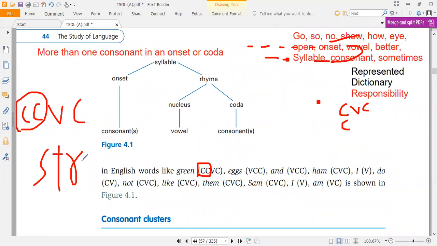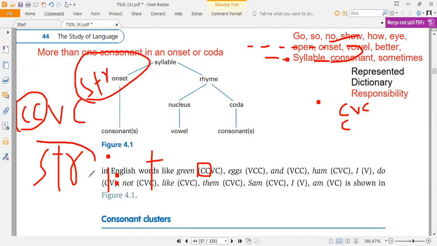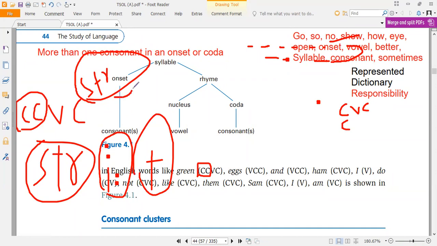Street, s, t, r, e, t. The spelling is S-T-R-E-E-T. If you look at this word, this is a one-syllable word, right? It consists of these three consonants as the onset, then E is the nucleus vowel, and then this is the coda. So in this onset, we have got three consonant sounds, s, t, r. This is called a consonant cluster.